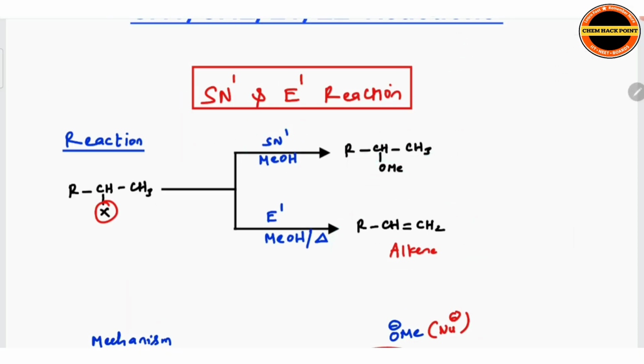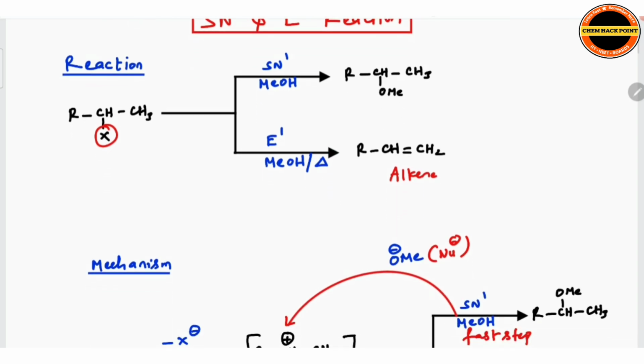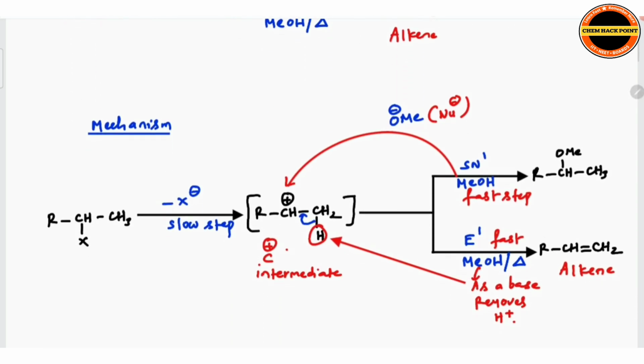How to distinguish E1, SN1 here? Heat condition favors elimination. See the mechanism here, the mechanism of SN1, E1 elimination. First step, the halogen, the leaving group, is removed in the slow step. Then carbocation is formed. Then if it is following SN1 reaction, the nucleophile OH minus attacks the carbocation and forms substitution product.